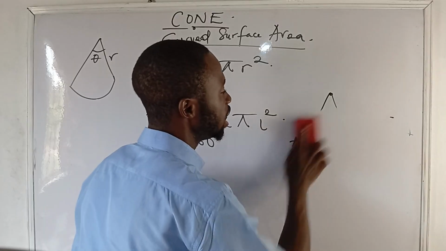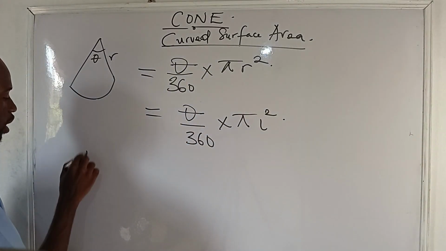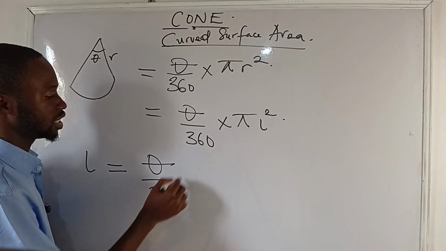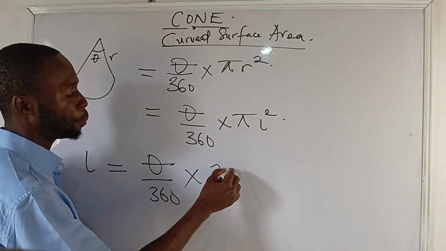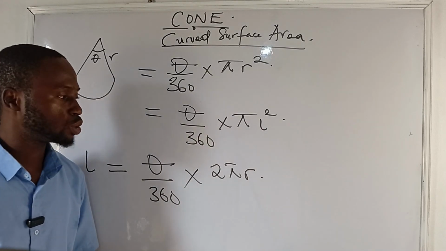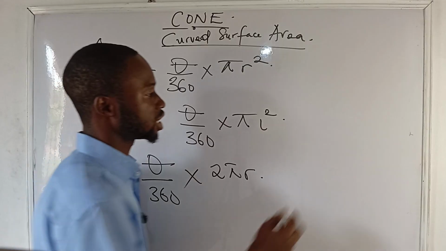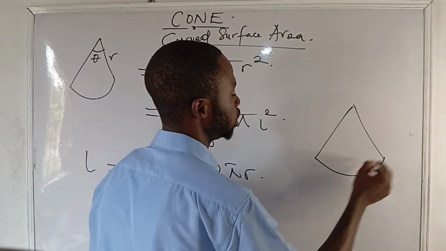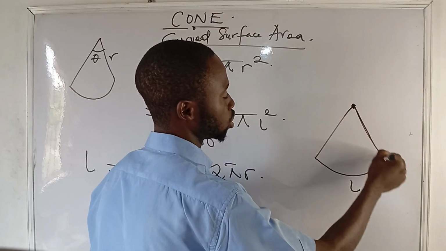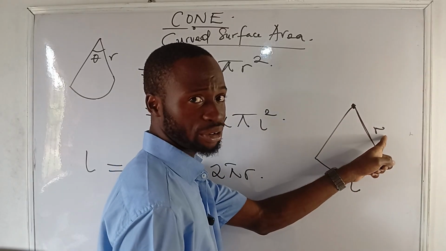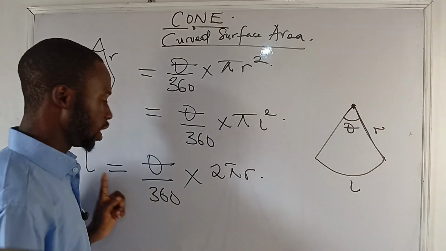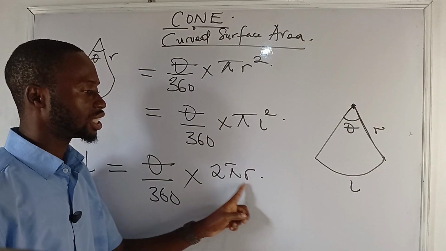So let's consider the length of an arc. The length of an arc is given by theta over 360 times 2 pi r. That's the length of an arc. So if we have that sector, the distance from here to here is the length of the arc, and this is our radius, the radius of the sector, and we still have angle theta here. So the length of an arc is given by theta over 360 times 2 pi r.